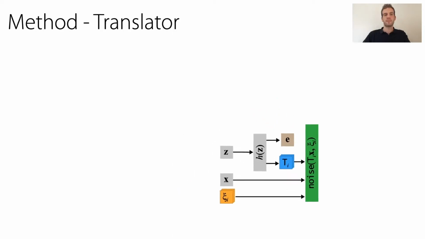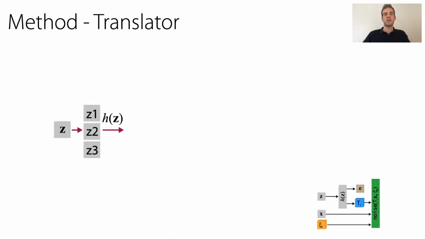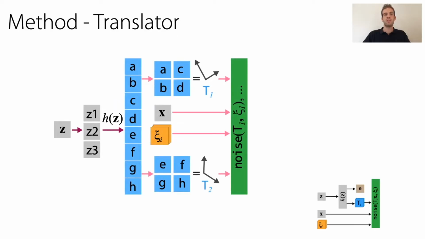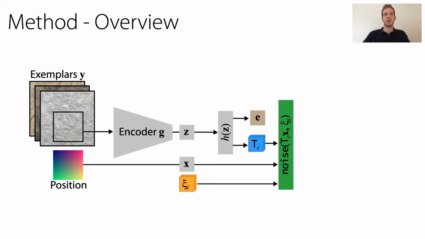Before we have a look at the noise function, let's dive a bit more into the translator function and its purpose. The translator allows for Z to be more compact as it takes care of operations that would have to be repeated for Z, but are the same for all x. In this example, a translator lifts Z from 3 to 8 degrees of freedom, or in other words, 2 times 2 transformation matrices with 8 degrees of freedom are parameterized by 3 parameters. Getting back to our architecture, the next step is to sample noise.